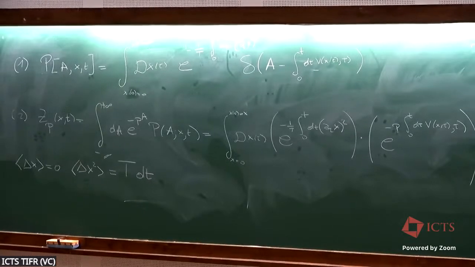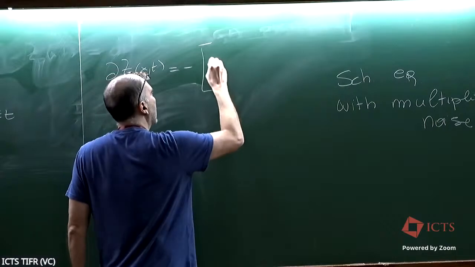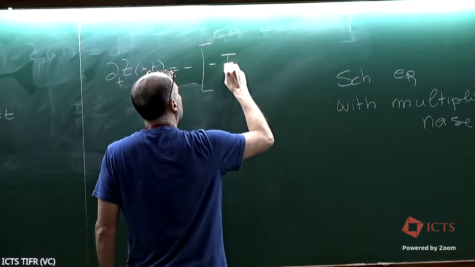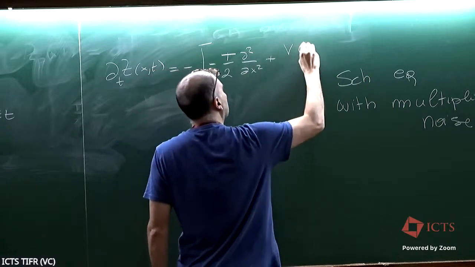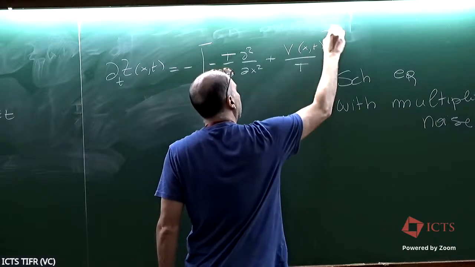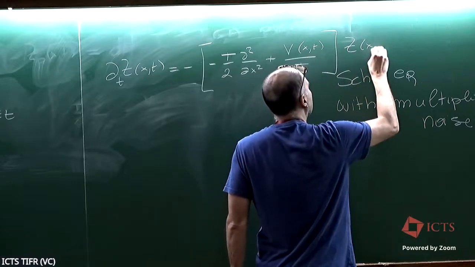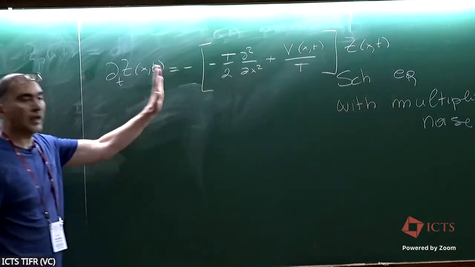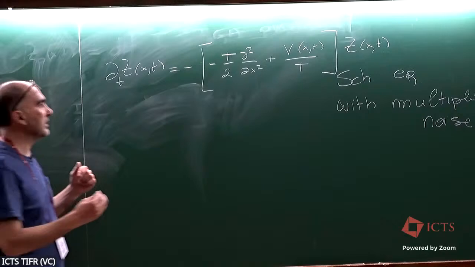I erased, but actually I have to rewrite. Let me rewrite here the Schrödinger equation. So it is Z(x,t) is equal to minus, so we have a minus here, t by 2 second derivative in x, plus V(x,t) over t. Okay, and I always forget, but it's very important, here it is Z(x,t). Okay, this is the Schrödinger equation that we have, so this is the Hamiltonian if you want.